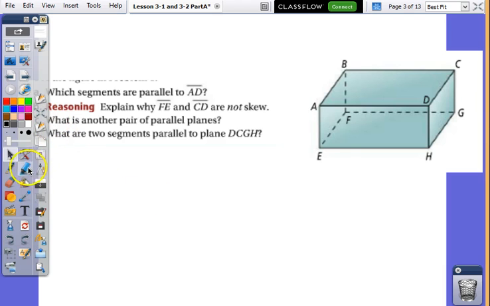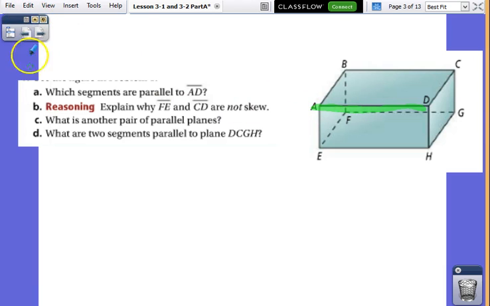And line AD, it looks like, is going to be right here. So there's more than one correct answer, of course, to which segments are parallel to AD. Kristen, what did your group get? BC will work. Faith, what did you guys get? EH will work. Did anybody get the other one? FG, good. So either EH, FG, or BC is okay to be parallel to AD.